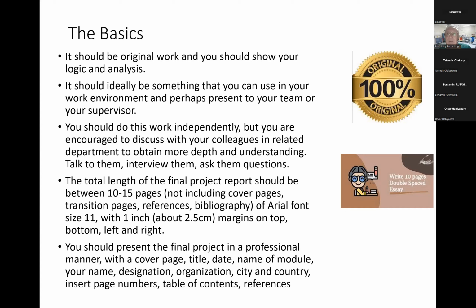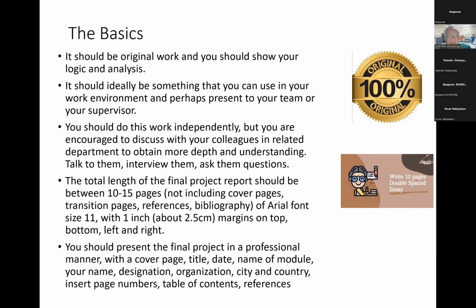Ideally, it's something connected with your country that you can use and present to the supply team in your country or to your supervisor. You need to work independently, but you are encouraged to discuss this with your colleagues and related departments and seek their views and their inputs and understandings. Talk to them, interview them, ask questions.